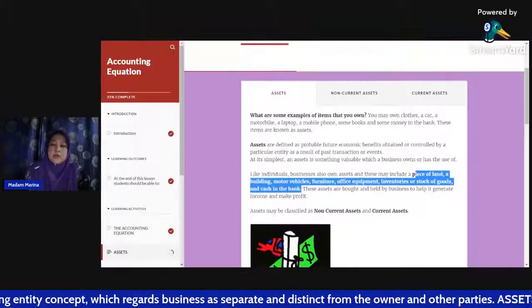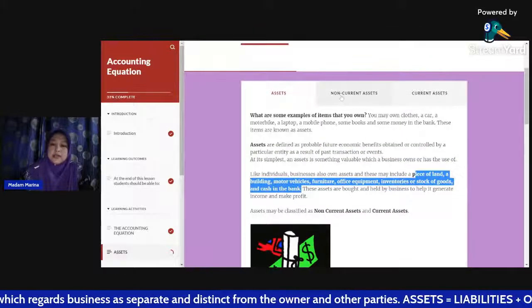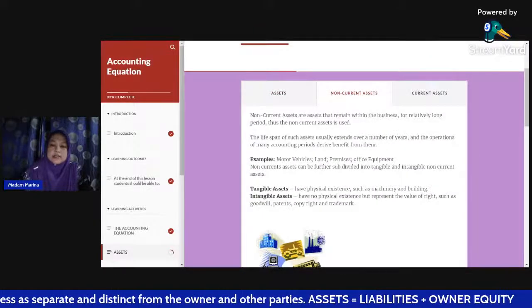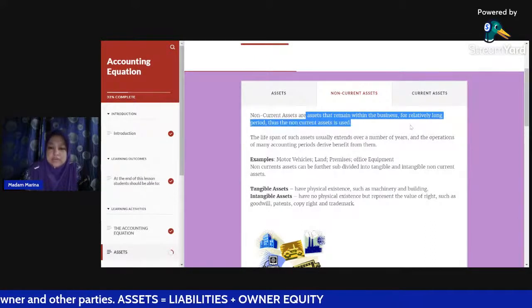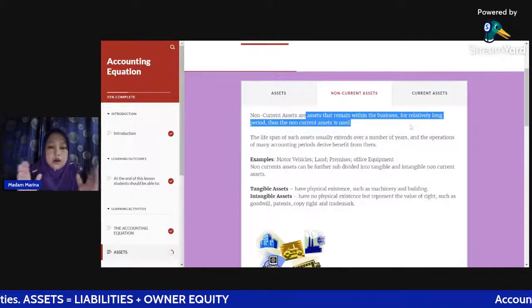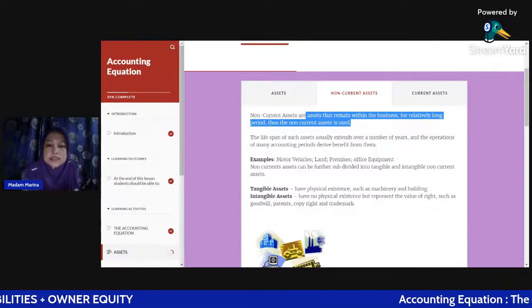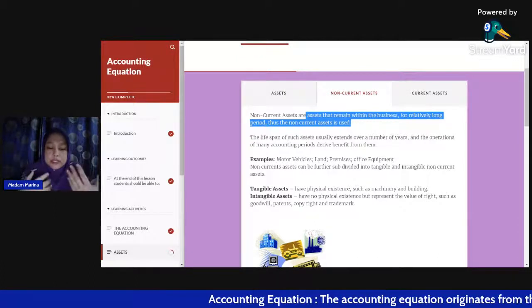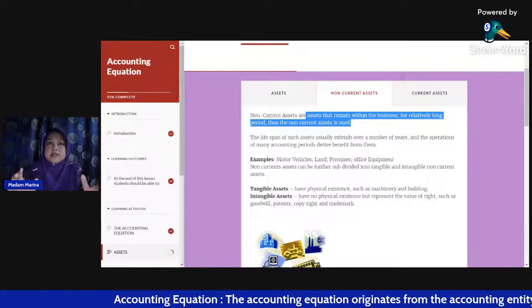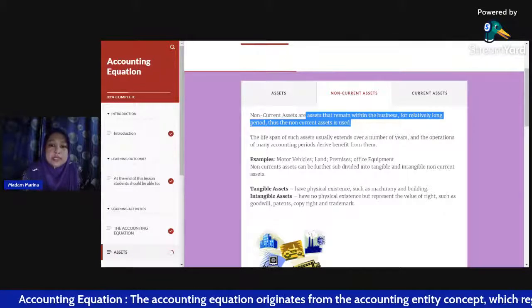Okay, what is actually non-current asset? Non-current assets are assets that remain with the business for a relatively long period. Thus, non-current asset is used, okay, dia akan digunakan ataupun dia remain in the business, maksudnya digunakan, masih lagi boleh digunakan.